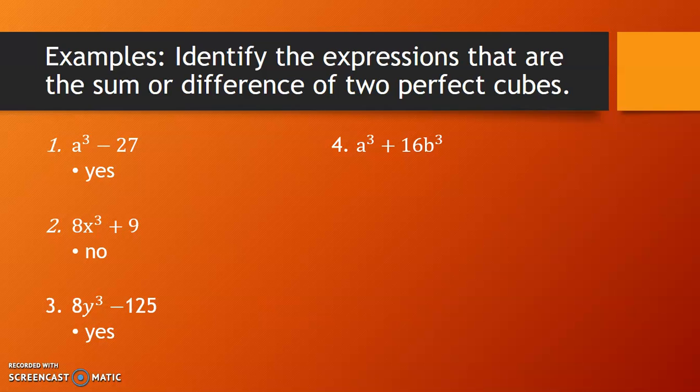For this next one, I can cube root a to the third, but I cannot cube root 16b to the third, so that one's a no. I can cube root both of these terms. I would get 3x and I would get 2, so that one's a yes. And our last one here, again, very similar to when we were doing our perfect square binomials, or the difference of two squares. This one here has 3 terms, so it's a trinomial, which is an automatic no.